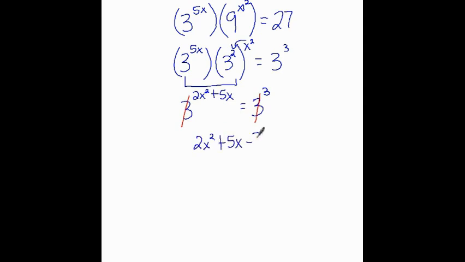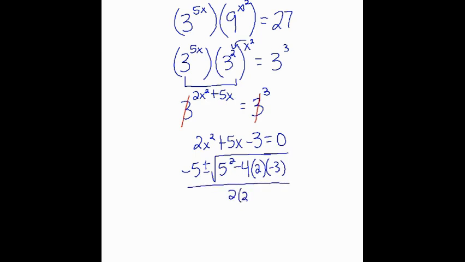Subtract the 3 over to the other side so we can set up the quadratic formula. So negative 5 plus or minus the square root of 5 squared minus 4 times 2 times negative 3, all over 2 times 2. 4 times 2 is 8, times negative 3 is negative 24, 25 plus 24 is 49. That's negative 5 plus or minus 7 over 4. And that gives negative 5 plus 7 is 2 over 4 is 1 half, and negative 12 over 4 is negative 3. And that is our solution.